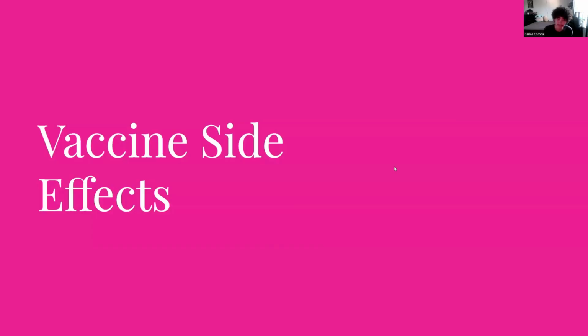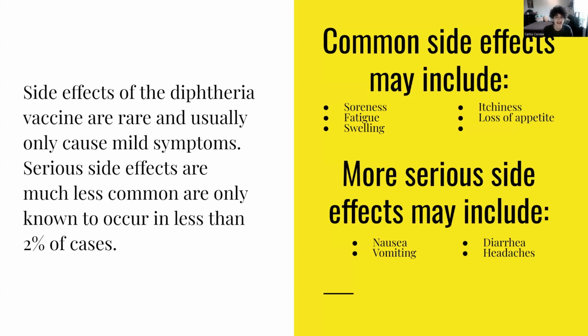Vaccine side effects. Side effects of the diphtheria vaccine are rare and usually only cause mild symptoms, nothing too harmful. Common side effects may include soreness, fatigue, swelling, itchiness, loss of appetite. Nothing dangerous, just a few mild symptoms. Serious side effects are much less common and are only known to occur in less than 2% of cases. Very unlikely, but if they do occur, they are more serious, including nausea, vomiting, diarrhea, headaches.